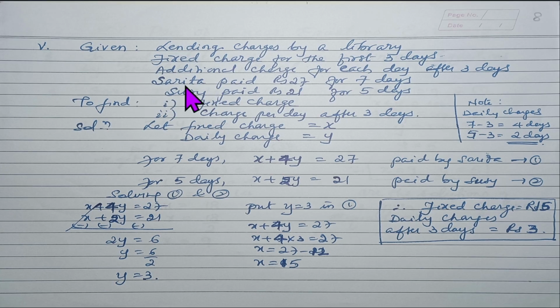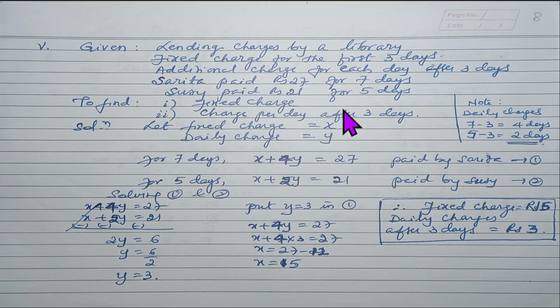Now Sarita, a lady here, goes and takes the books from the library. She paid rupees 27 for 7 days. She took the books for 7 days. She paid rupees 27. And Susie, another lady, paid rupees 21 for 5 days. Now we have to find what is the fixed charge and what is the charge per day after 3 days. So let us understand this. Let the fixed charge be rupees X, let the daily charge be rupees Y.